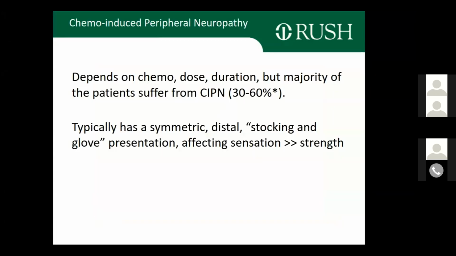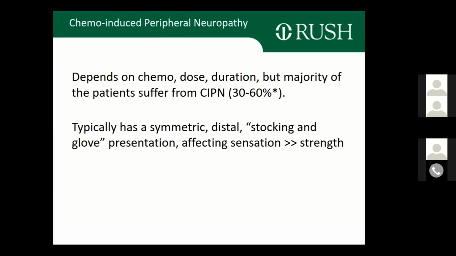We're talking about chemotherapy-induced peripheral neuropathy, CIPN. That obviously depends on which chemo agents are being used, what dose is being used, and duration as well. As you could imagine, the higher the dose and the longer the duration, the more likely you're going to have that chemo-induced peripheral neuropathy. Unfortunately, the majority of patients suffer from some sort of CIPN, and the rate being quoted is anywhere between 30 to 60%.